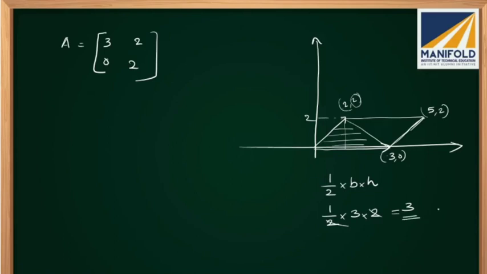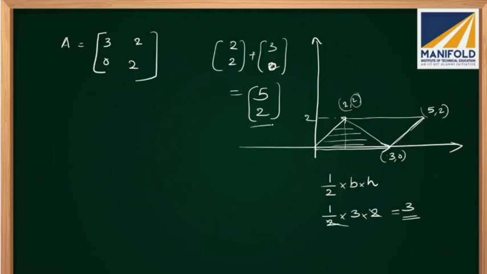How did you get 5, 2? Okay, that is one point. See, I'm starting from this point and I'm shifting this vector, so I'm actually adding these two columns. 2, 2 is this first point, and if I add 3, 0 to that, that will give me 3 plus 2, 5, and 2 plus 0, 2. That is how I got the point 5, 2.